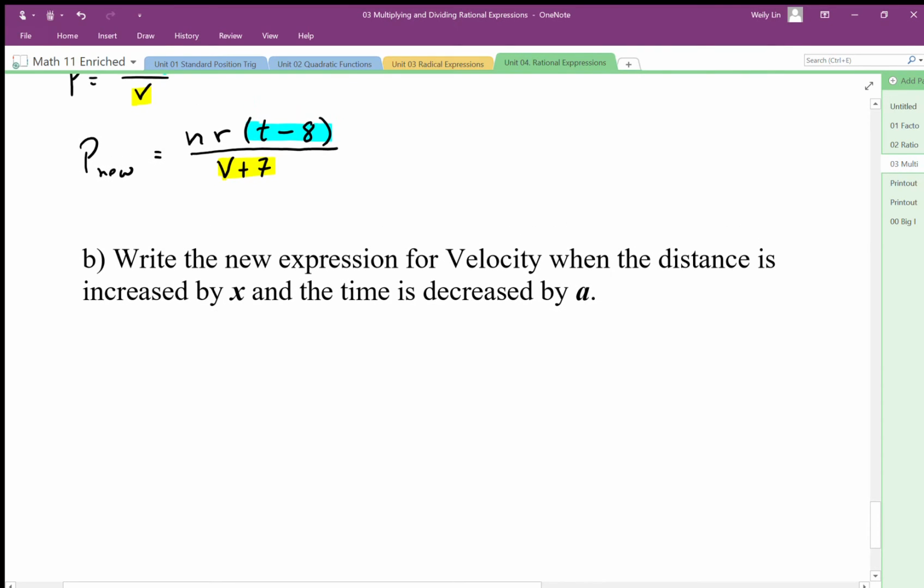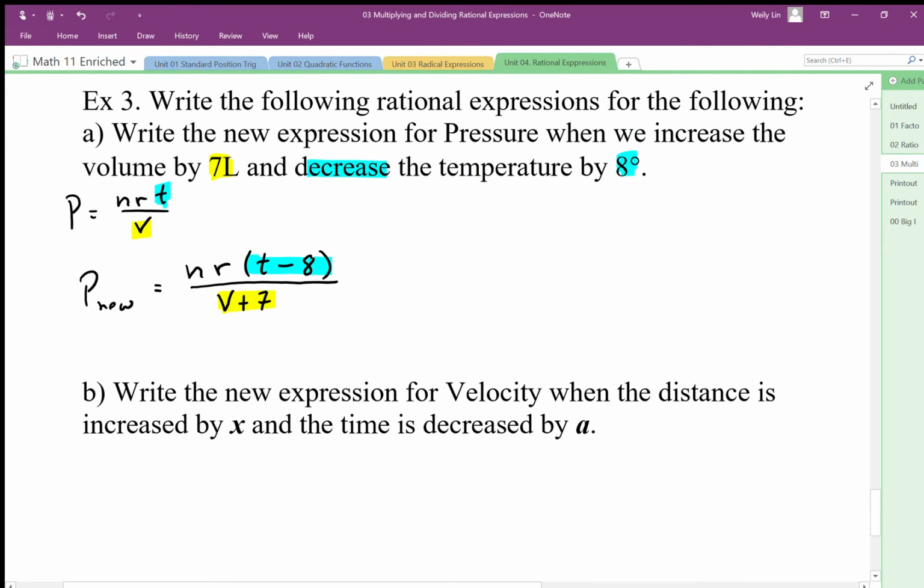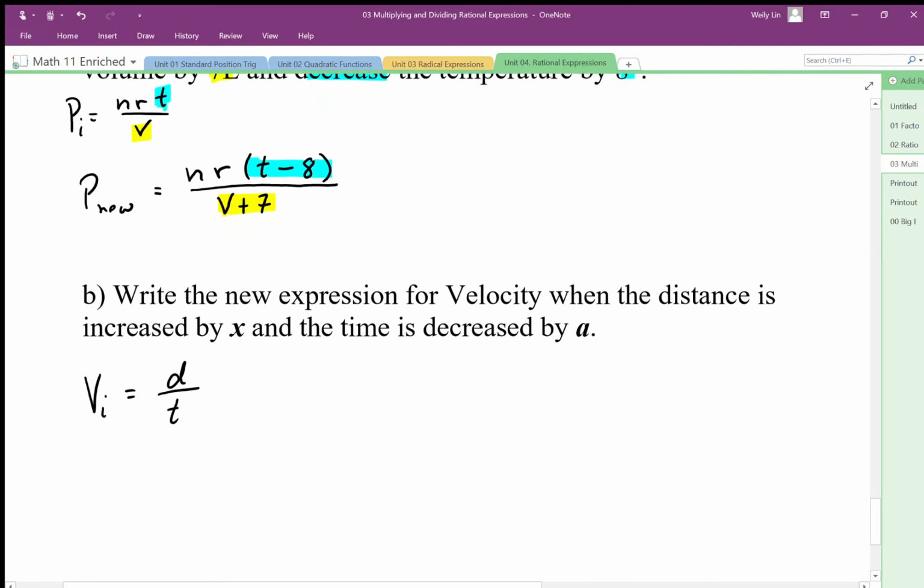So we can do this with velocity as well, but we can generalize, so our changes can be generalized variables. So here we want a new expression for velocity when the distance is increased by x and time is decreased by a. So let's again first start off with our original velocity, and we'll call it v i. Velocity is equal to the original distance divided by the original time. My new velocity is going to be when I increase the distance by x and I decrease my time by a.